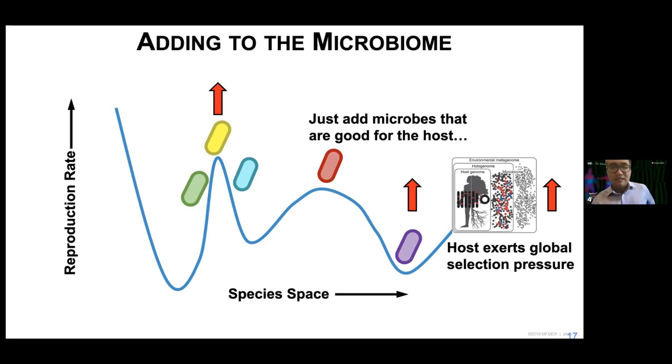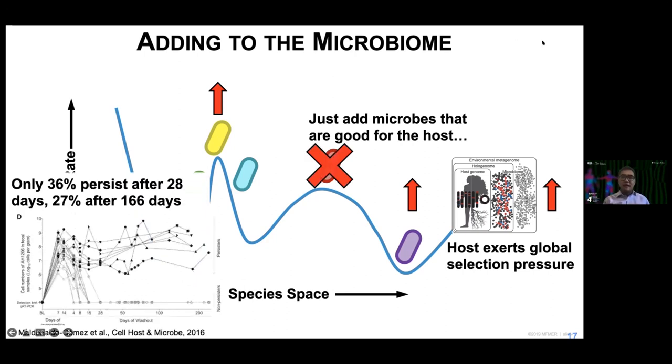However, that doesn't necessarily seem to be working, and we know that because we have microbes that we know are associated with good gut health, like Bifidobacterium, which is universally thought of as a good microbe. After being given a very strict regimen of these probiotics, only 36% of the participants in a clinical trial have Bifidobacterium persist in their guts after 28 days, and only 27% after 166 days. In other words, if you were to take a probiotic for a trial period, there's only about a one-in-three chance that it would make any lasting contribution to your gut.